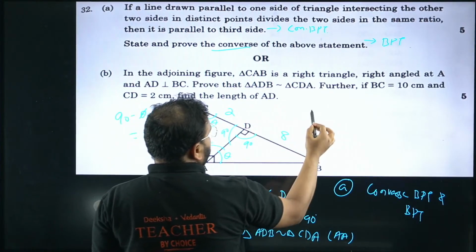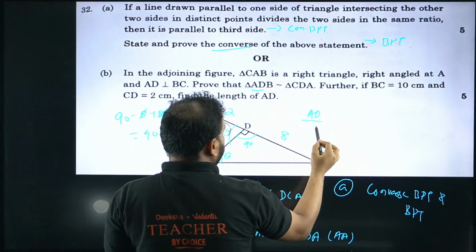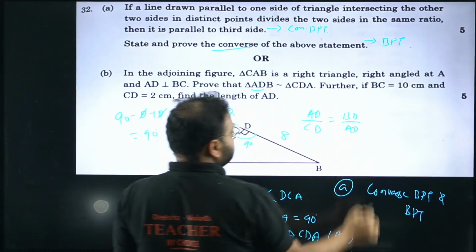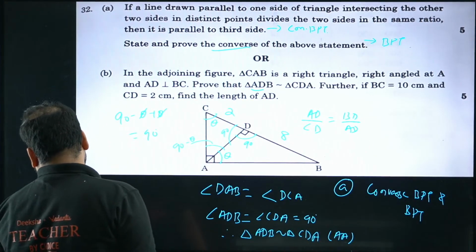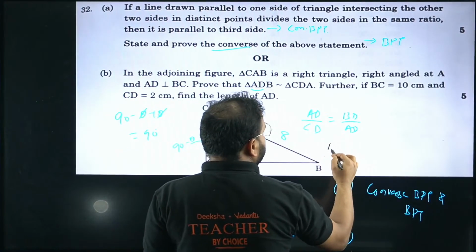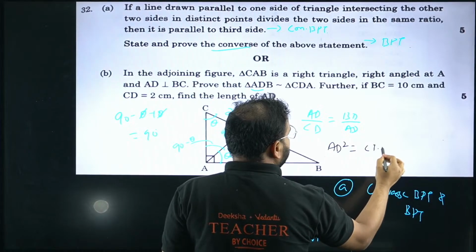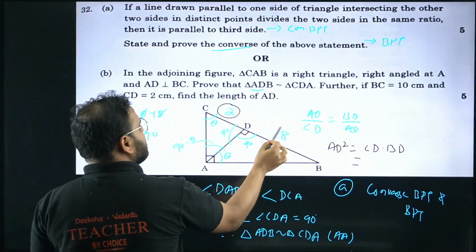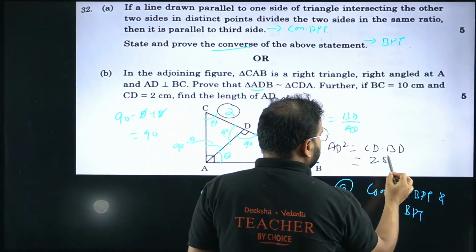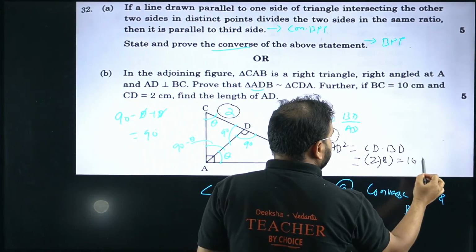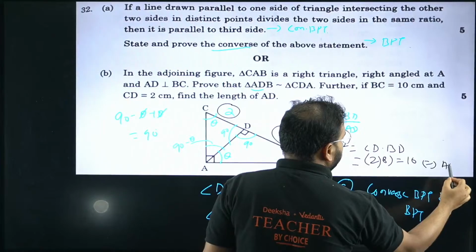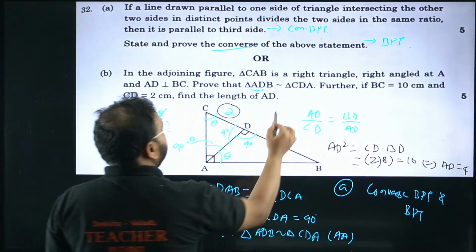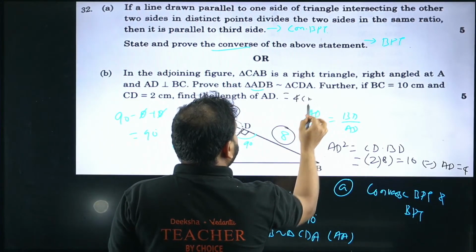I can write this from the triangle: AD to CD will be equal to BD to AD, right? Do one thing, cross multiply. You get AD square equals CD into BD. CD is 2, BD is 8. 2 into 8, how much is that? It becomes 16, hence your AD value will be 4. AD value will be 4 centimeters. Please check. Done.